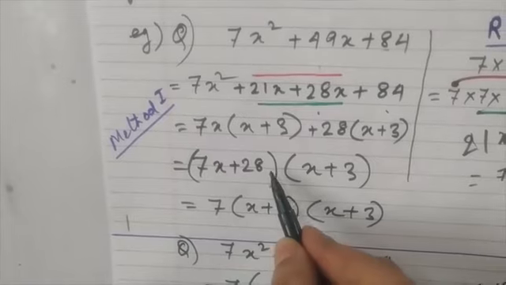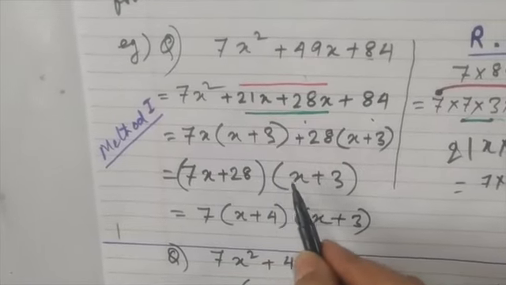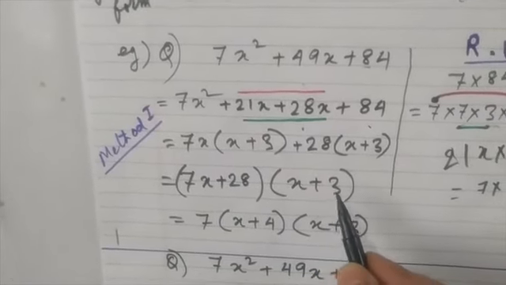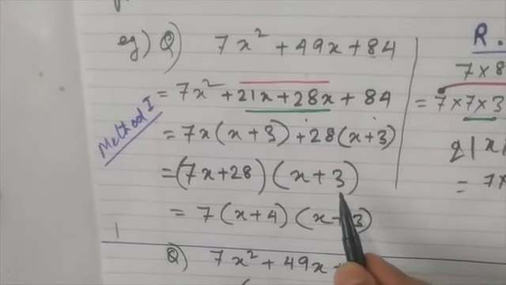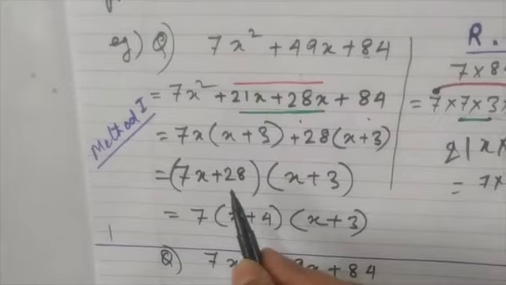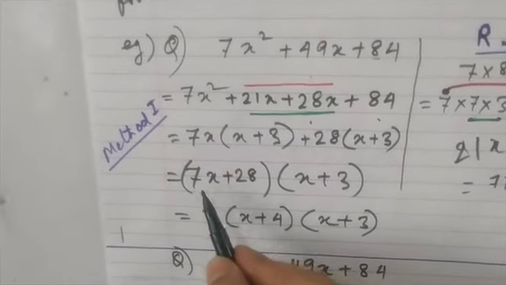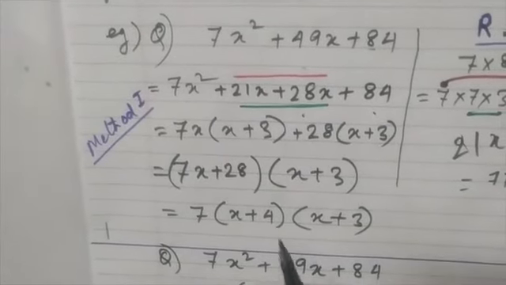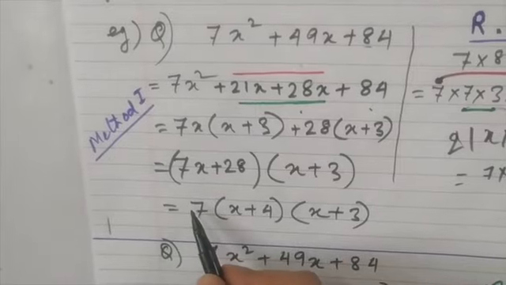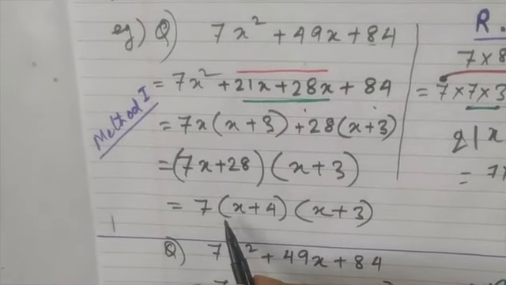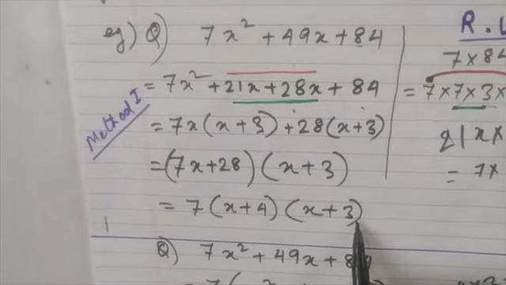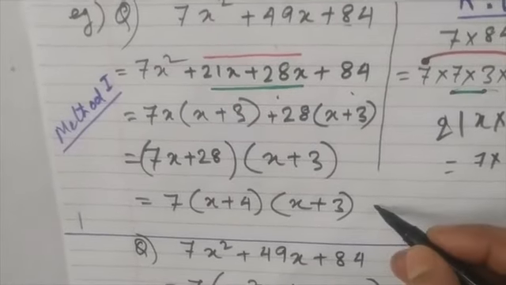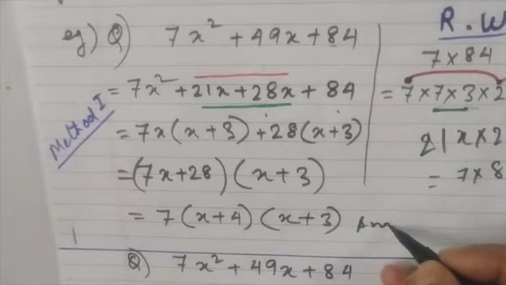plus 28. Now remember, in the previous video of factorization, I had mentioned that factorization means breaking up into the maximum possible factors. So from 7x plus 28, you can also take 7 outside as a factor. And that will give you x plus 4 and x plus 3 within brackets. And this is your answer. Please check.